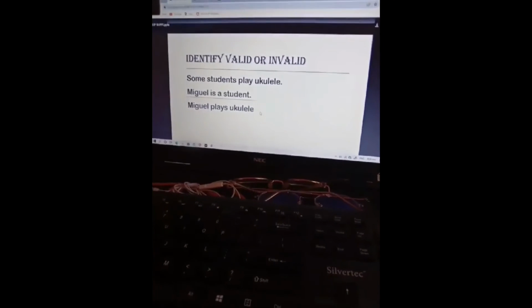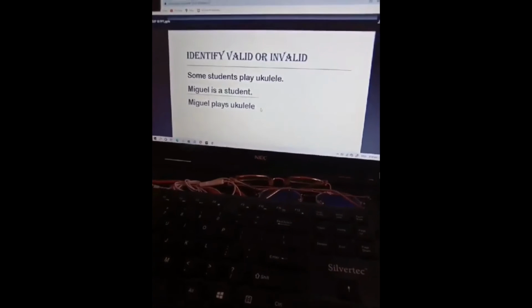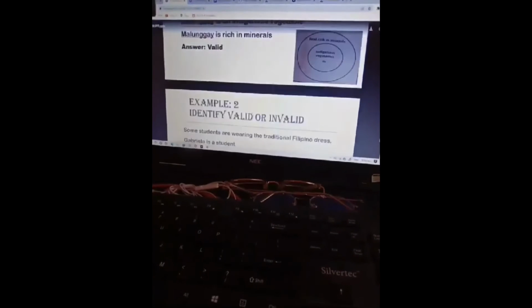So, lagi natin tatandaan na kapag argument in Euler diagrams is valid or invalid. So, masasabi natin siyang valid kapag may relationship sila sa isa't isa. And invalid naman kapag wala. So, yun lang yung lagi nating tatandaan na arguments in Euler diagram is valid or invalid.